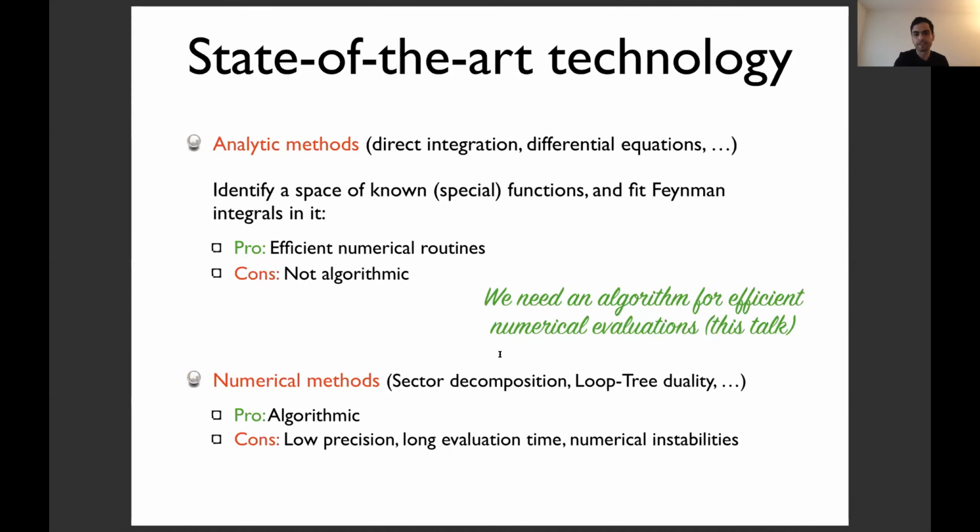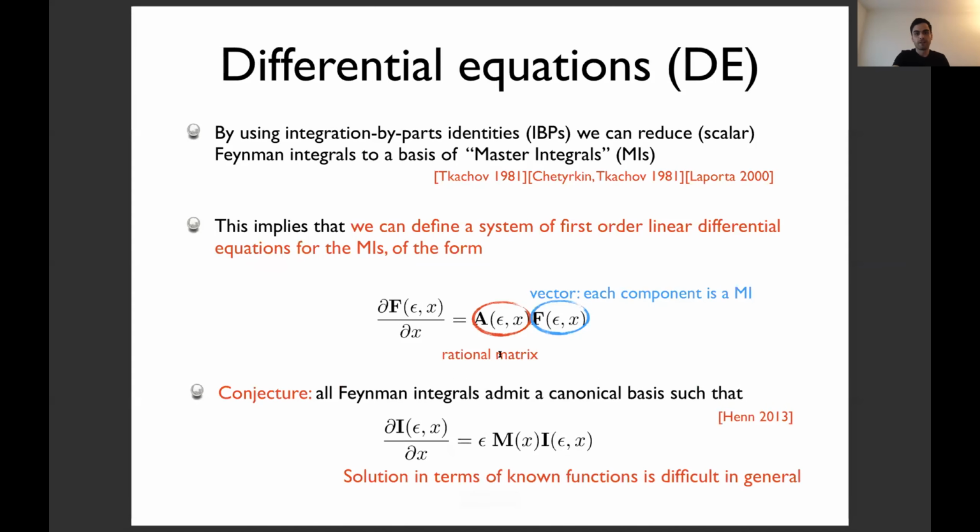So it's clear from this analysis that ideally what we would like to have is an algorithm for efficient numerical evaluations. And by efficient, I mean something that can then be used to do Monte Carlo integrations and eventually obtain cross sections. All right, so the starting point of what I'm going to tell you more precisely in a minute is the differential equations method. In order to set up the terminology, let me basically just give you a couple of definitions.